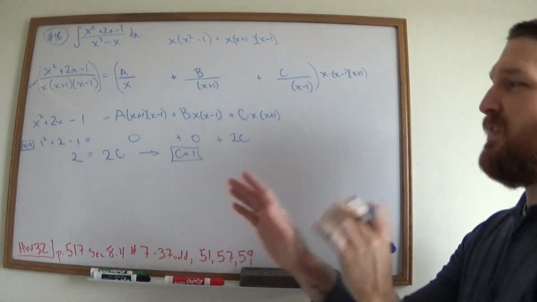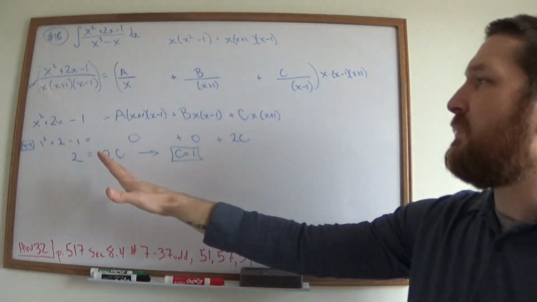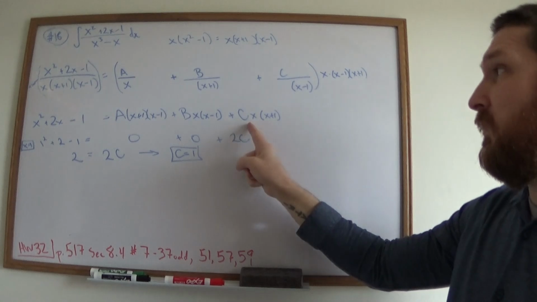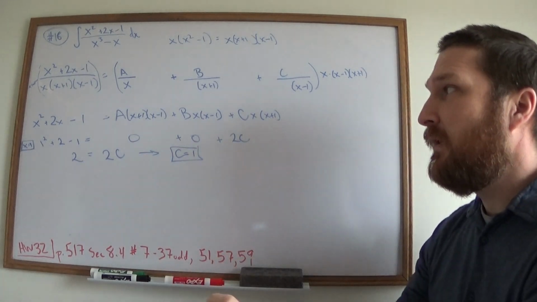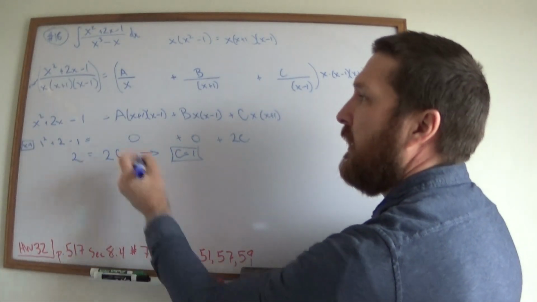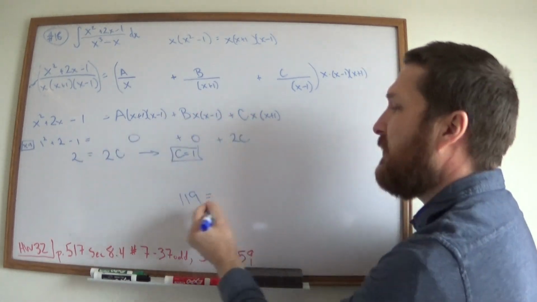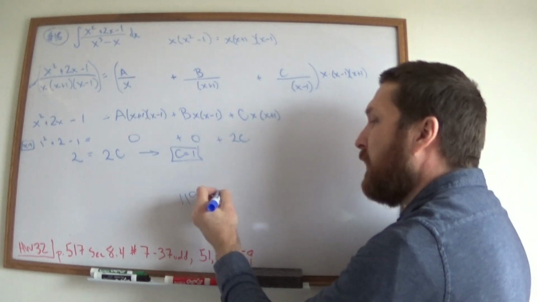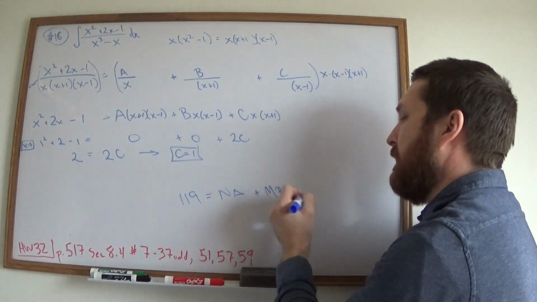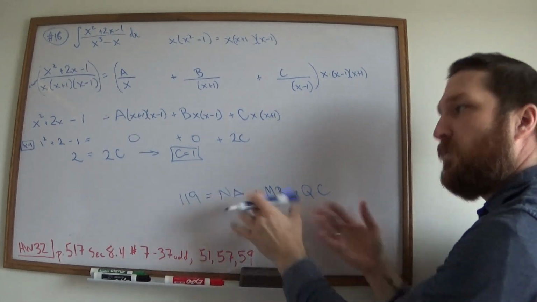So you could choose any 3 values you want. I could have chosen x equals 10, x equals 20, x equals 30, and I would have gotten 3 equations. Because we have 3 unknowns, we need 3 equations. I could have plugged in a 10 into each one of these, and I'd end up with something like 100 plus 20 minus 1, so 119 equals some number times a plus some number times b plus some number times c, and we could come up with 3 equations, 3 unknowns, and solve the system.